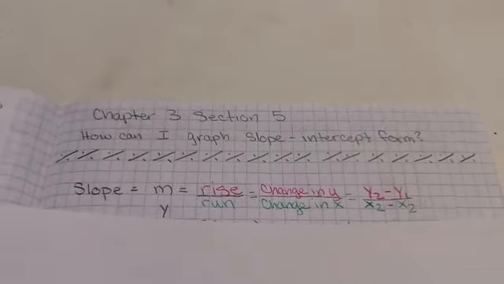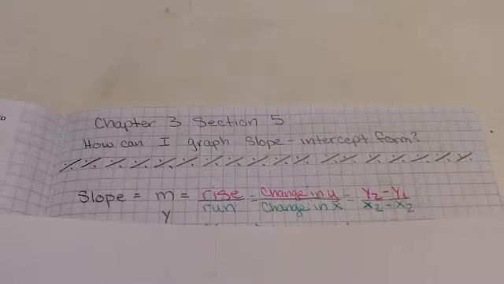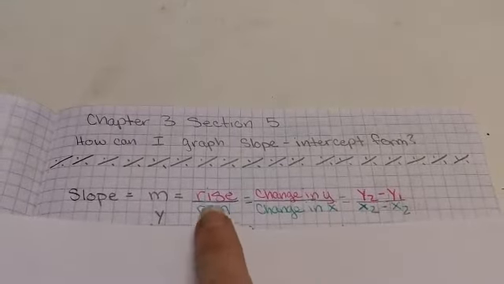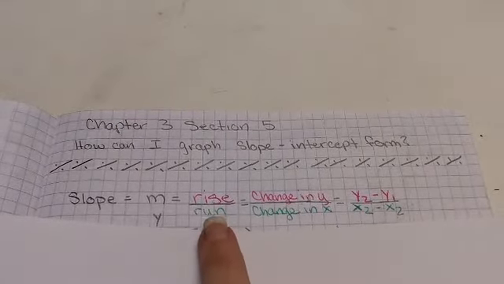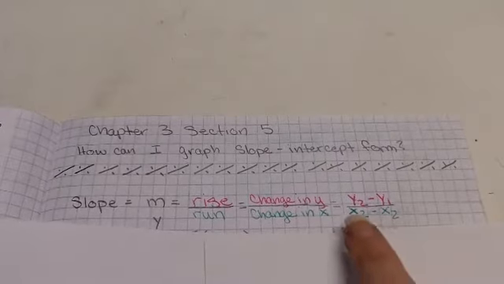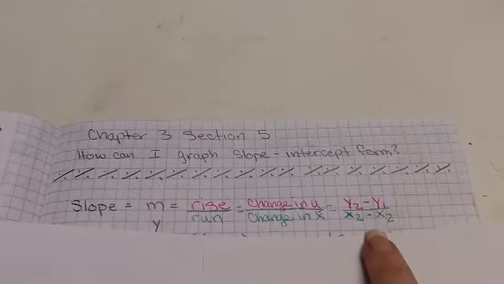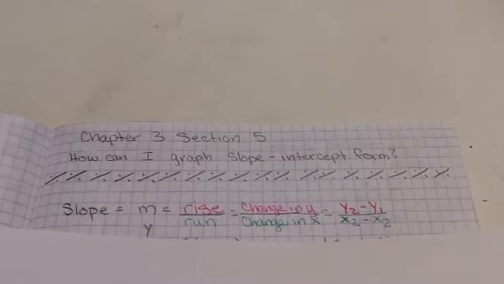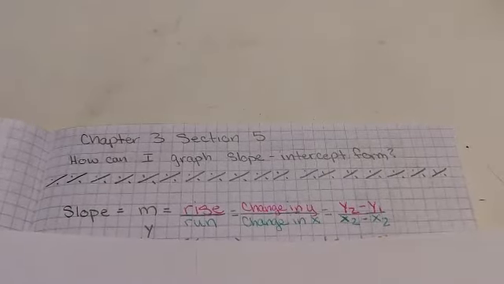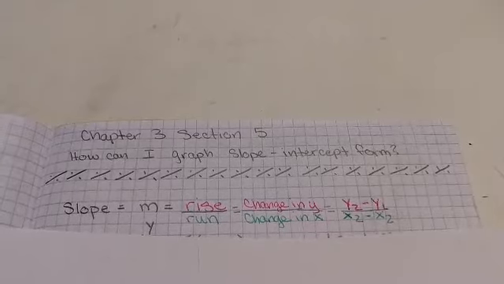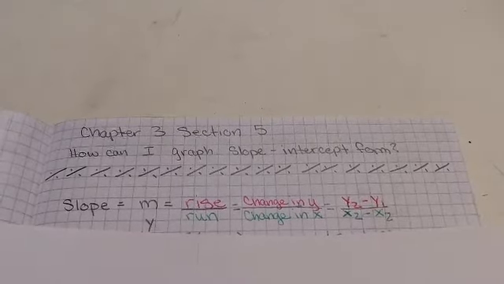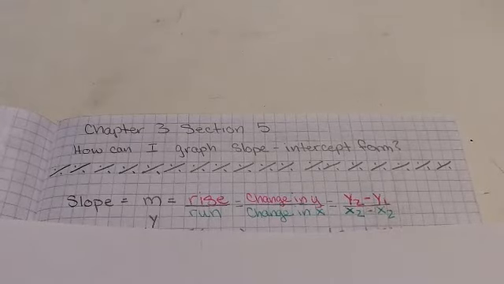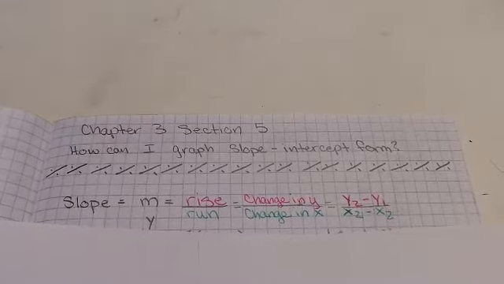So depending on your problem will depend on which piece of this you use. If you're given a graph, typically you use the rise over the run piece, and then if you're given 2 points, you're going to use this y2 minus y1 over x2 minus x1. I'm going to give you a minute or so to write that down so that you have it, and we'll move on.